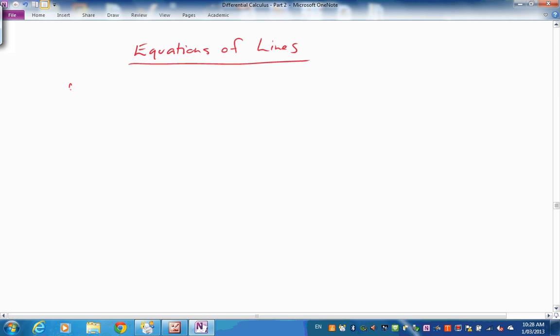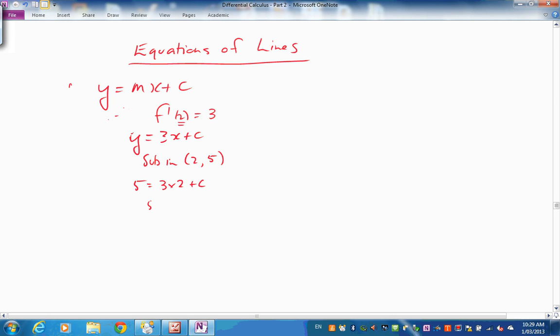Okay, the first one is y equals mx plus c. Okay, and for example, let's say f dashed of 2 was equal to value 3. So that meant you had a slope of 3. So you put in 3x plus c. And then what would you do? Well, you need to have a point. So you'd substitute the point in. Let's say the point was 2, 5. And then put 5 equals 3 times 2 plus c. Do you remember this? It's a fairly long way of getting the equation. So y equals 3x take 1.